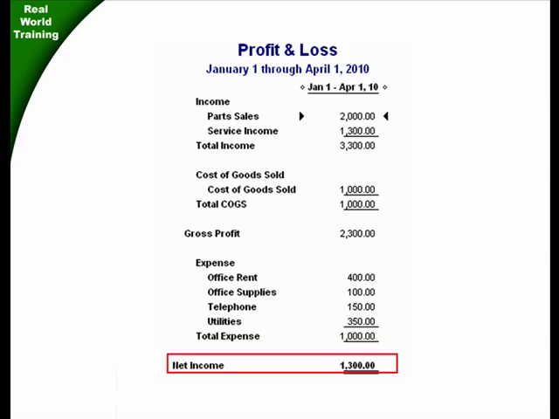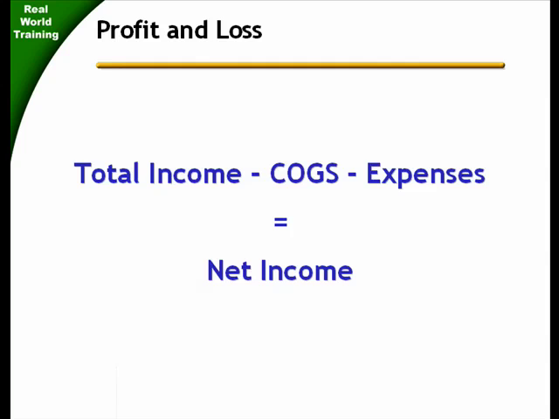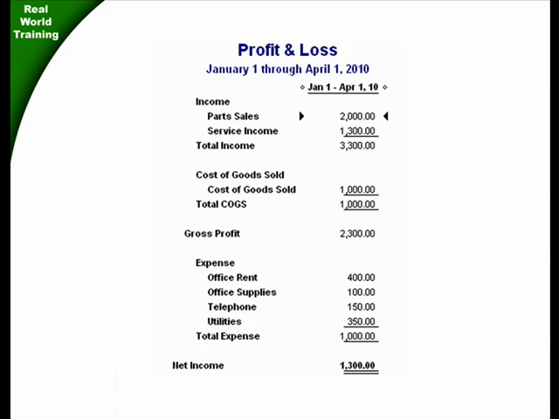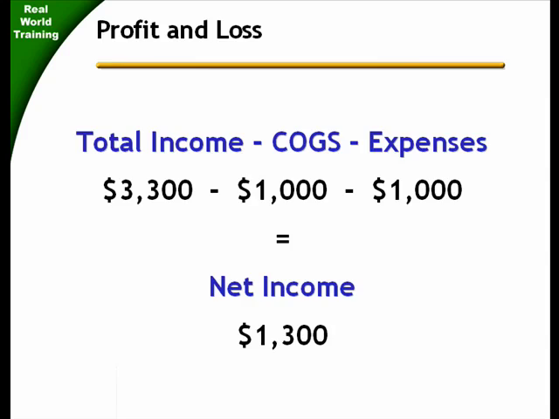The end result of your profit and loss statement is how much money the company made, net income. Calculate your company's net income by taking total income, minus any cost of goods sold, minus your expenses. Let's look at this calculation on the financial statement. On this profit and loss statement, total income is $3,300. Subtract cost of goods sold of $1,000 and expenses of $1,000. The result is a net income of $1,300. Here you see how the calculation works.